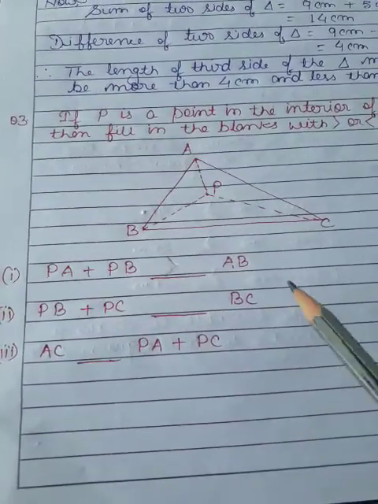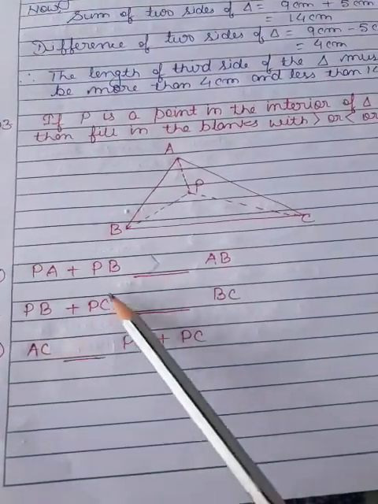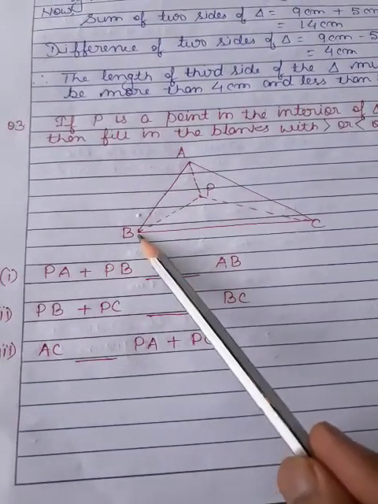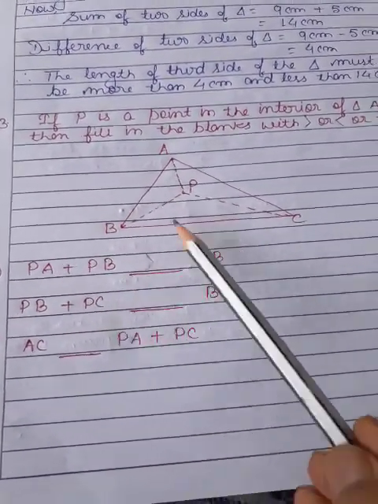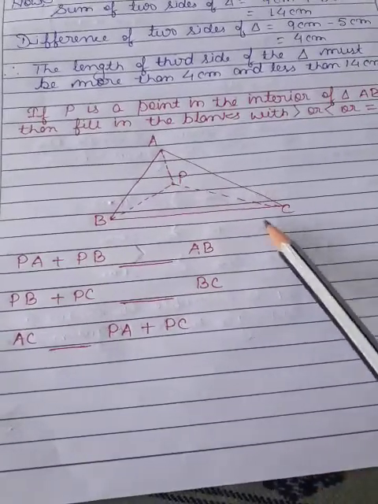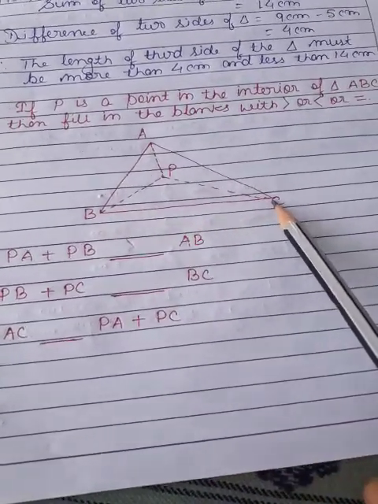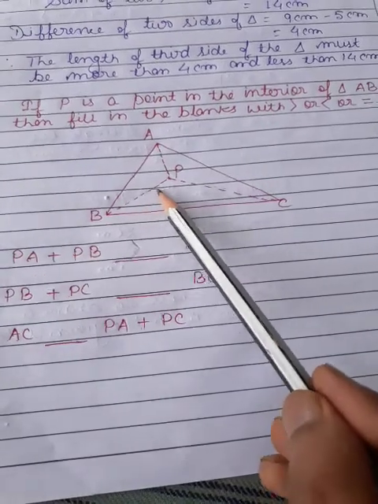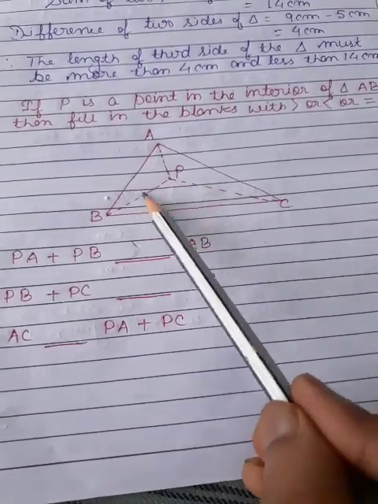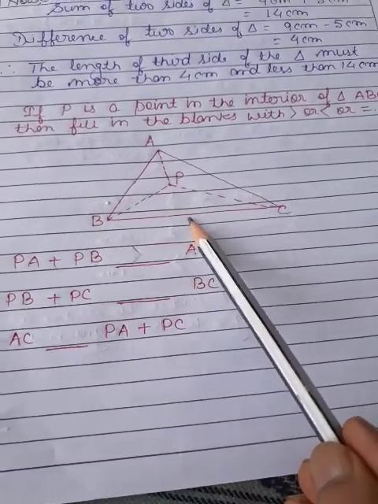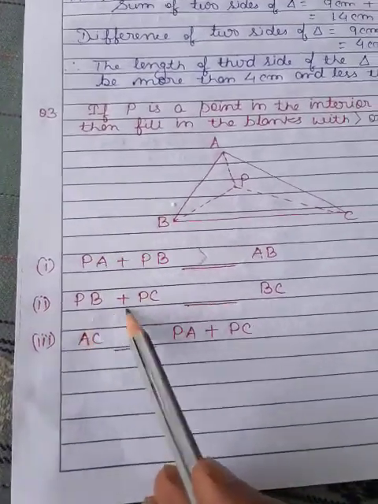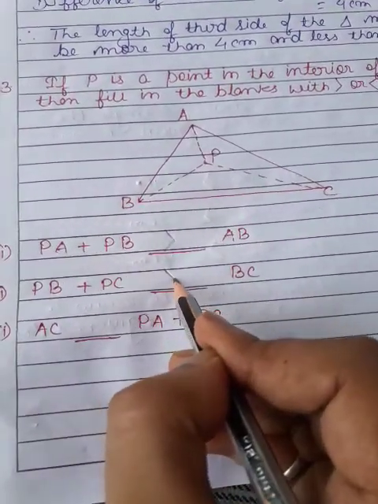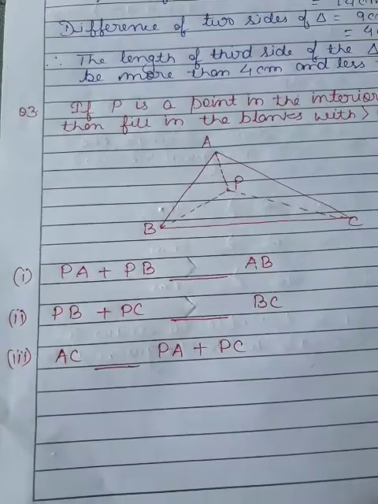Okay, now come to part 2. PB is this one and PC is this one and BC is this one. So once again, this plus this. If you add two sides, it will always be more than the third side. So PB plus PC is more than, or greater than, the third side.